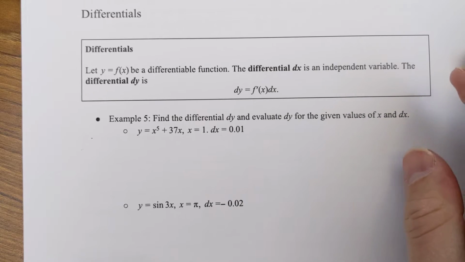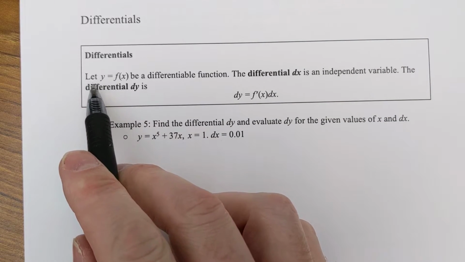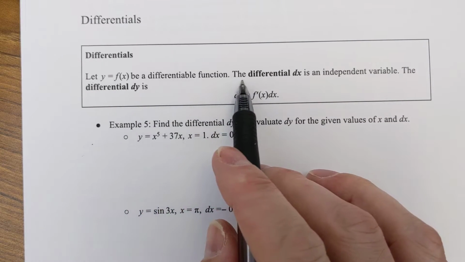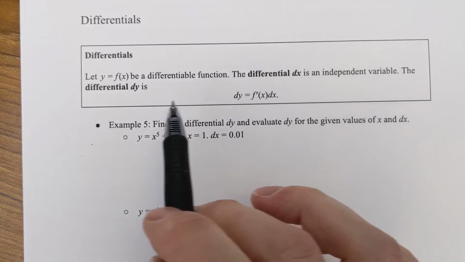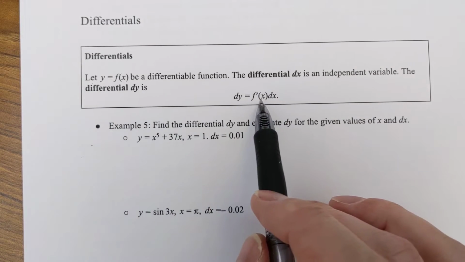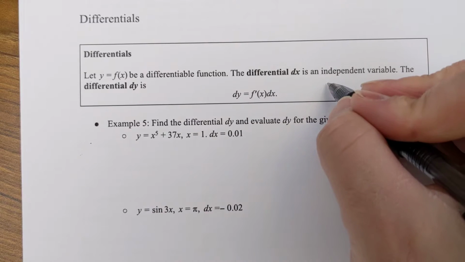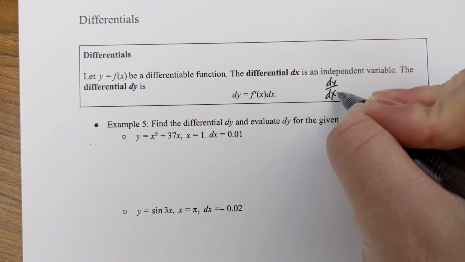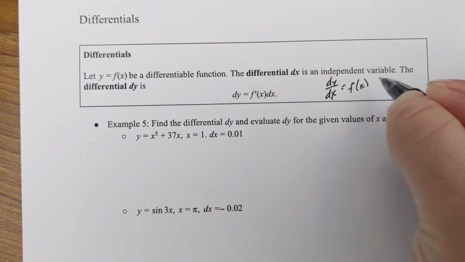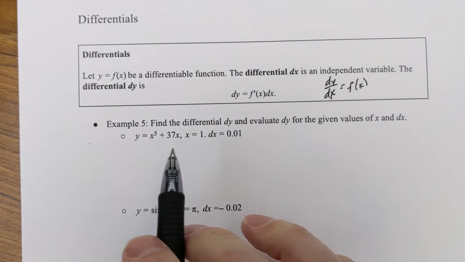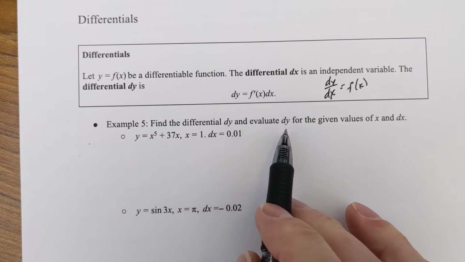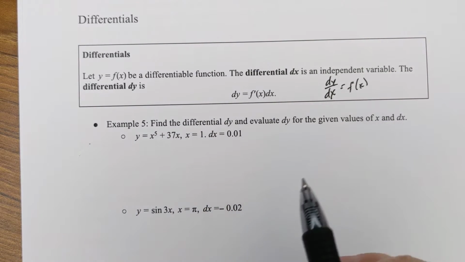Okay, so differentials say let y of x be a differentiable function. The differential dx is an independent variable. The differential dy is given by this. So this is kind of rearranging this notation. The dy dx is the same thing as f prime. It says find the differential dy and evaluate dy for the given values of x and dx.